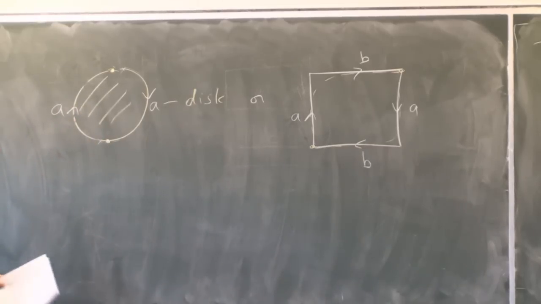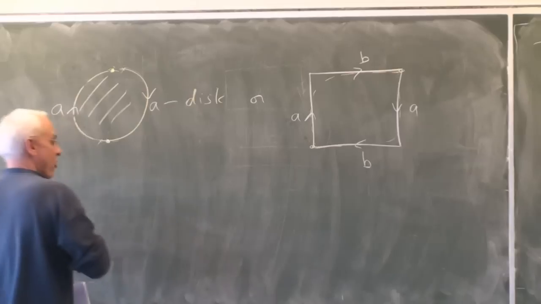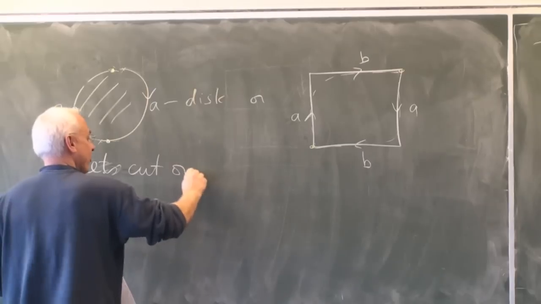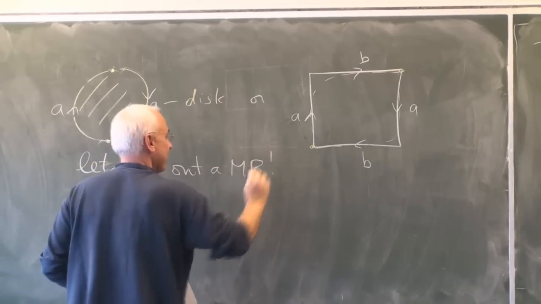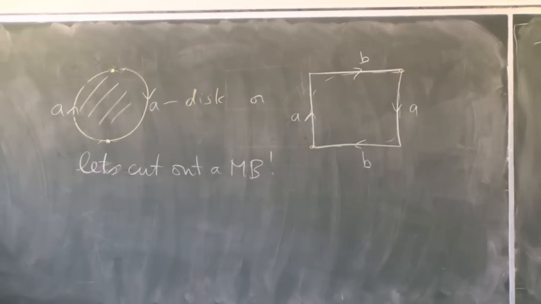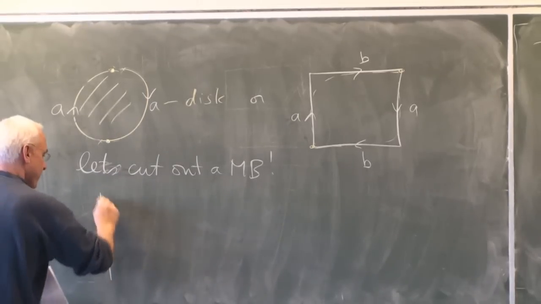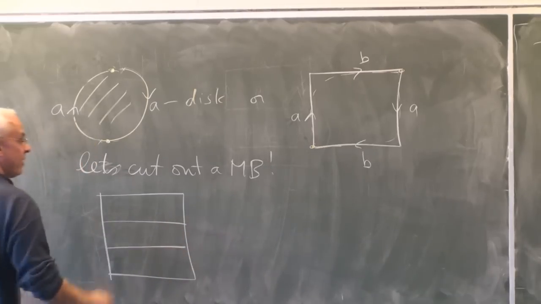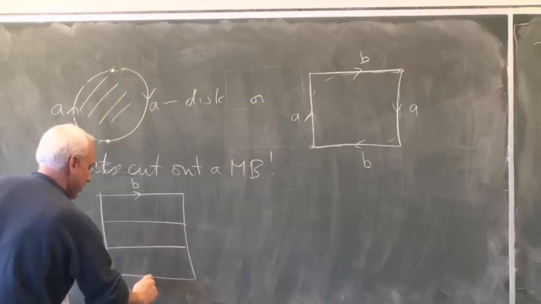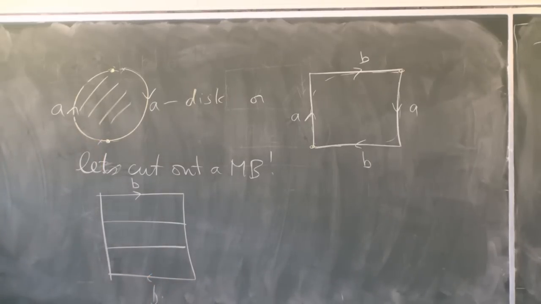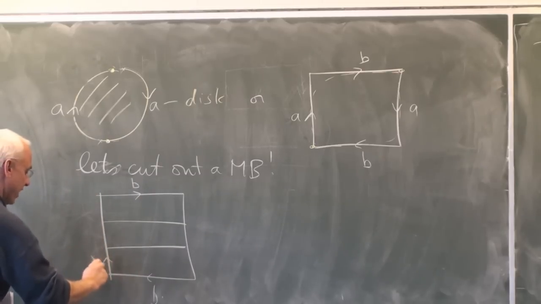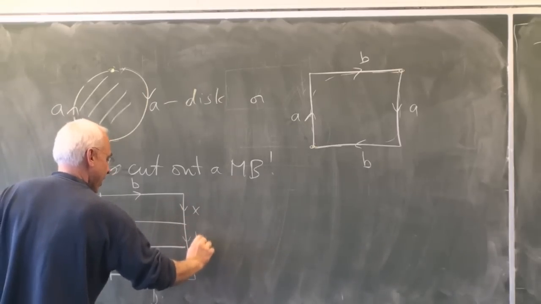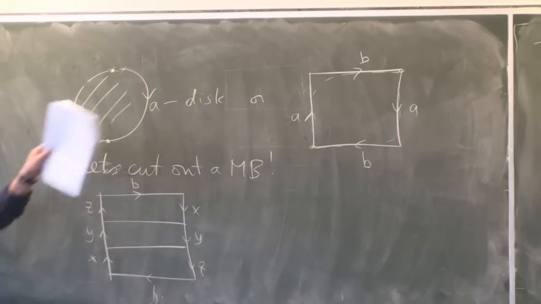decompose it. So what we're going to do is we're going to cut out a Mobius band. So we'll take that square and make two cuts like this. There's still B here and B in the opposite direction here. And now instead of having a single A, I'll have maybe X, Y, and Z. And over here we'll have X, Y, and Z. So X, Y, and Z replaces what was A before.